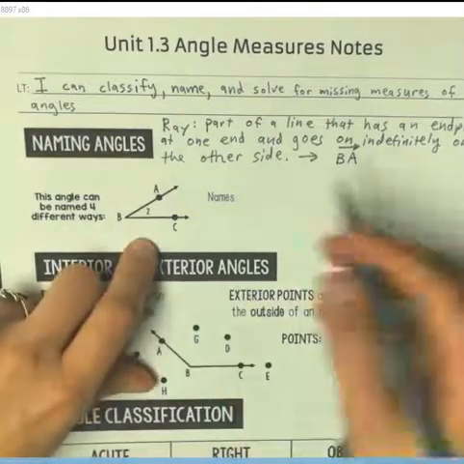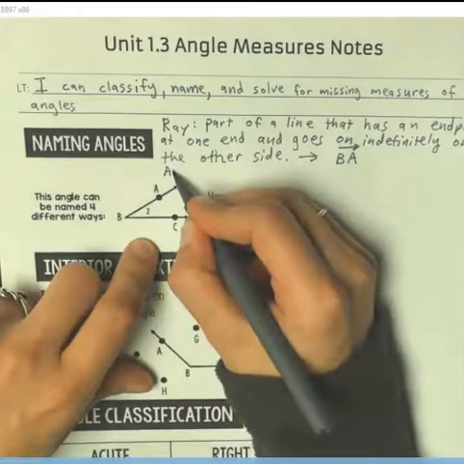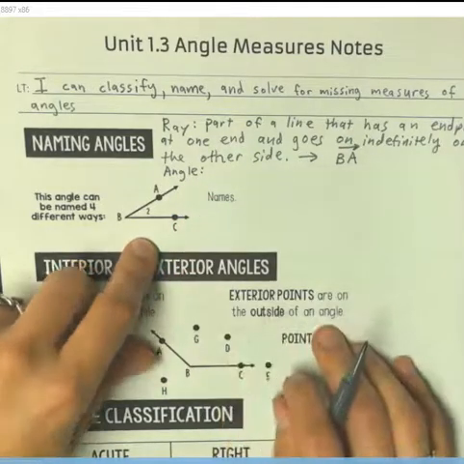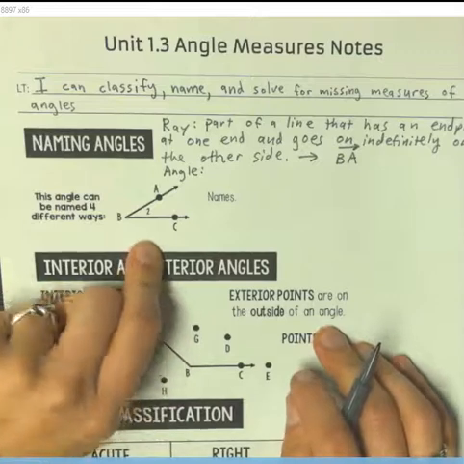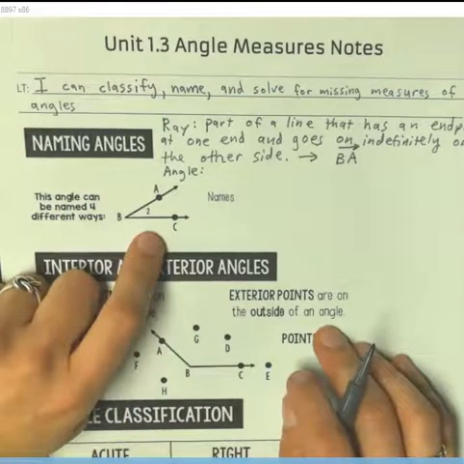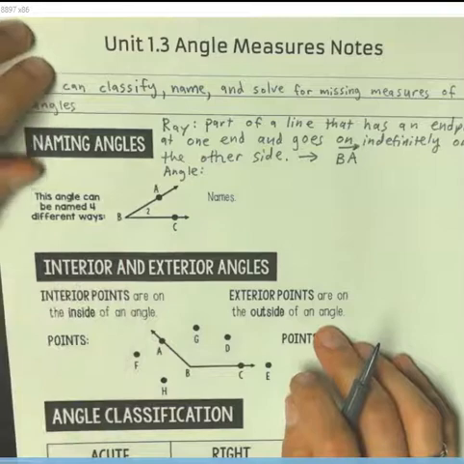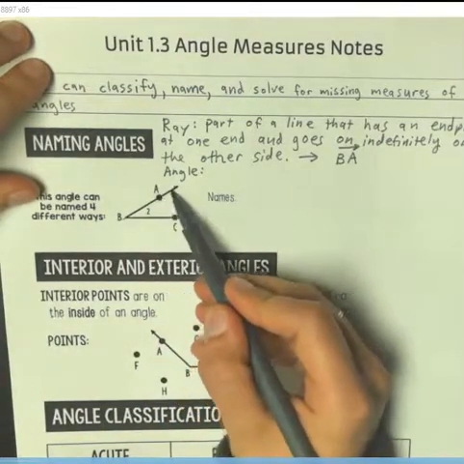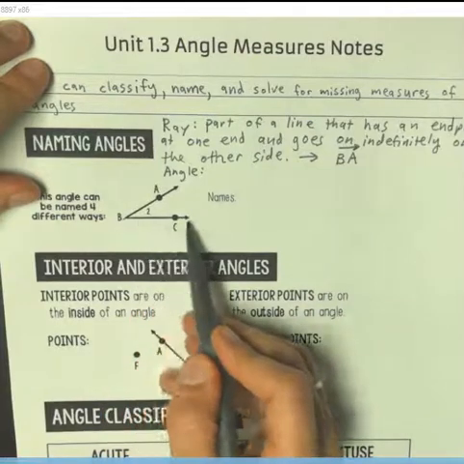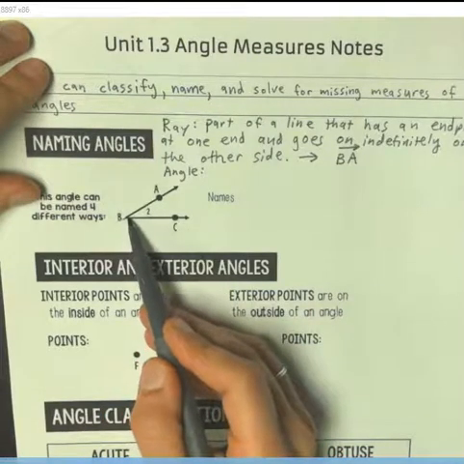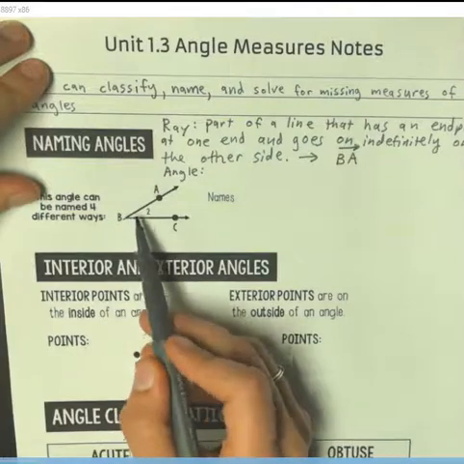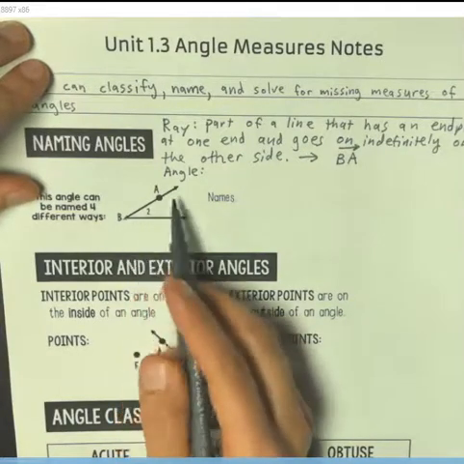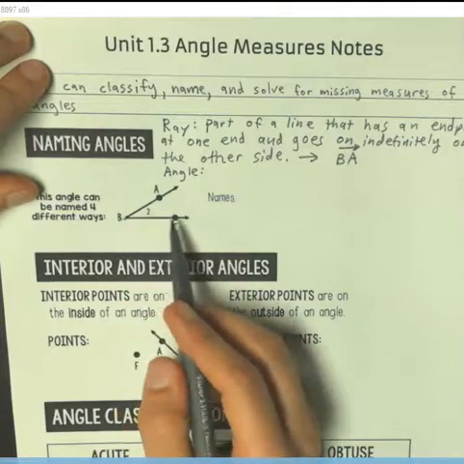Okay, next, what's an angle? Well, an angle, go ahead and write angle in your notes. An angle is formed by two non-collinear rays that have a common endpoint called a vertex. So, this is one ray, this is ray BA, this is ray BC. They have a common endpoint called point B, and this is the vertex. This right here is an angle.